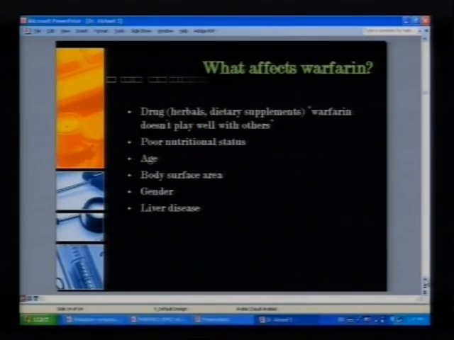And as you know, it's a very hectic drug, and it is affected by herbs and dietary supplements. I say warfarin does not play well with others. It is also affected by poor nutritional status, age, body surface area, gender, and liver disease. So we have to keep this in mind when we initiate the dose of warfarin, because in elderly patients, like more than 75, we should not initiate with a high dose. We should start with a low dose, 2.5.